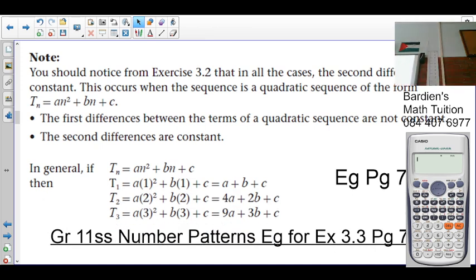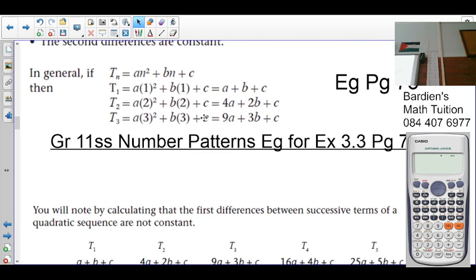Okay. So this occurs when the sequence is a quadratic sequence of the form Tn is equal to an squared plus bn plus c. The first differences between the terms of a quadratic sequence are not constant. The second differences are constant. Okay.